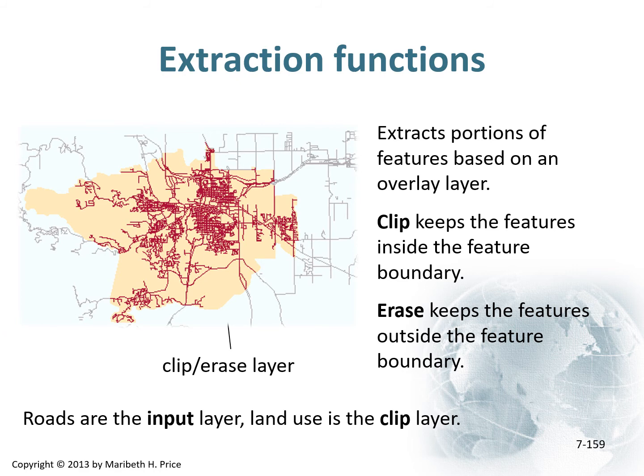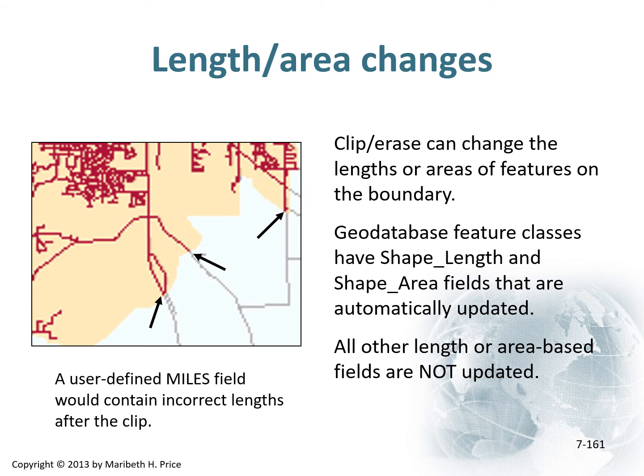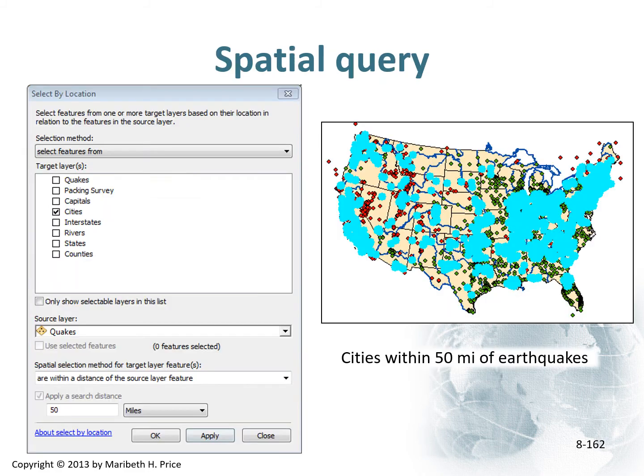Clip and erase. Clip keeps the features inside the boundary. Erase keeps the features outside the boundary. Just examples. Length and area. When you use a clip tool like that, it shortens the length of some things. When you do that and you modify things, those length and area calculations are going to be wrong unless they are Shape_Length and Shape_Area in a feature class in a geodatabase. Those will update automatically. In every other instance, those measurements will now be wrong. You have to recalculate that geometry.